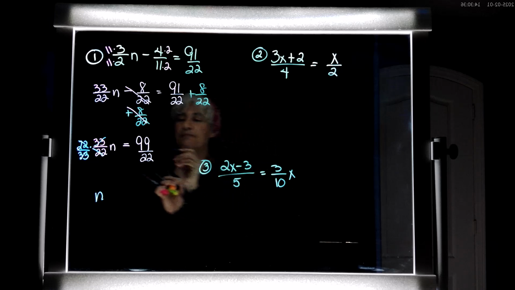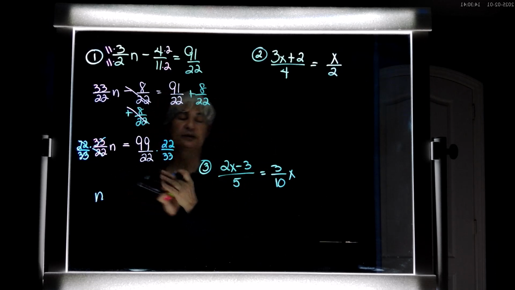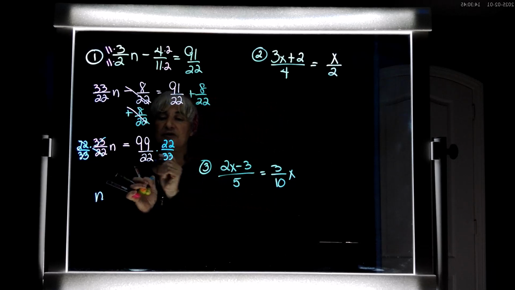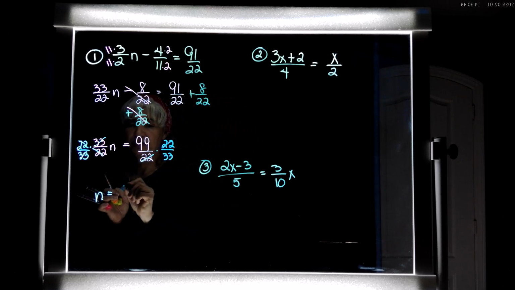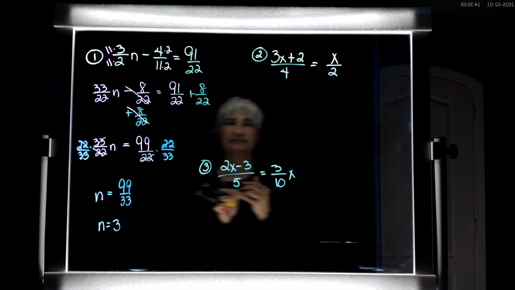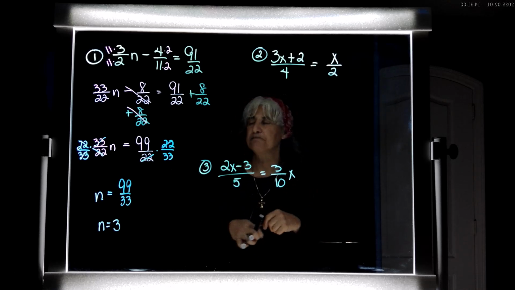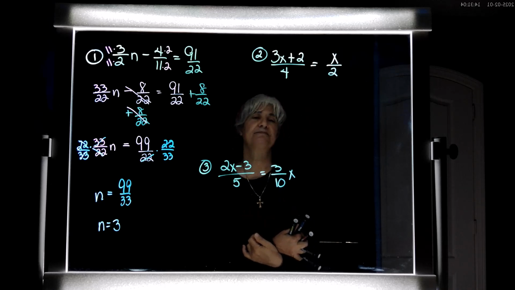Cool? Okay, which means on this side, I also have to do the same thing. I have to multiply by the reciprocal, which means the 22s drop. Agreed? I end up with 99 over 33, which gratefully reduces just to a 3. What do you think? How's that? Is that good? Okay, love it. Let's look at problem number 2.